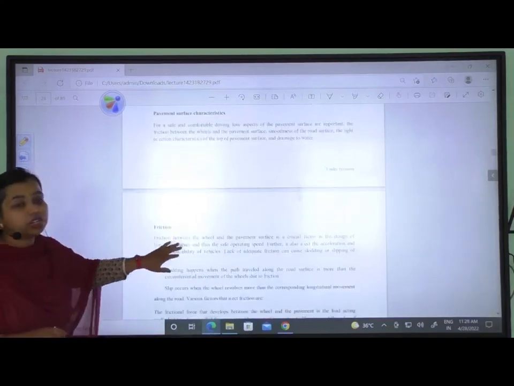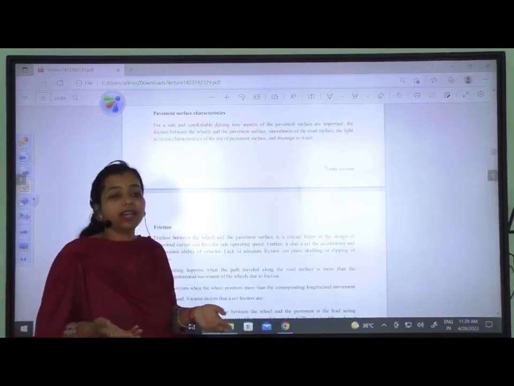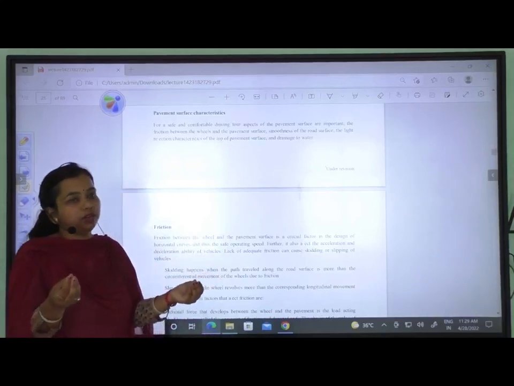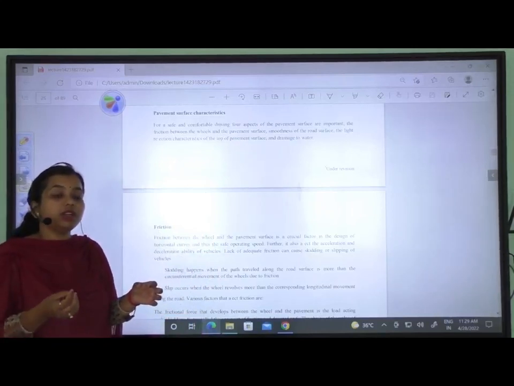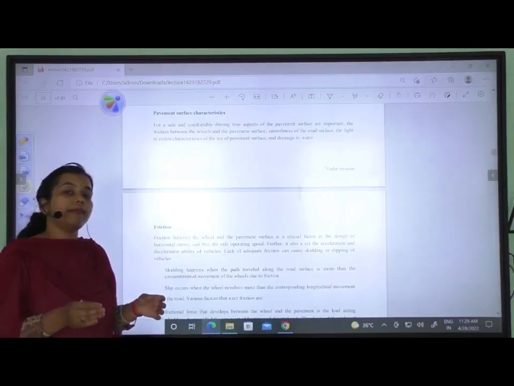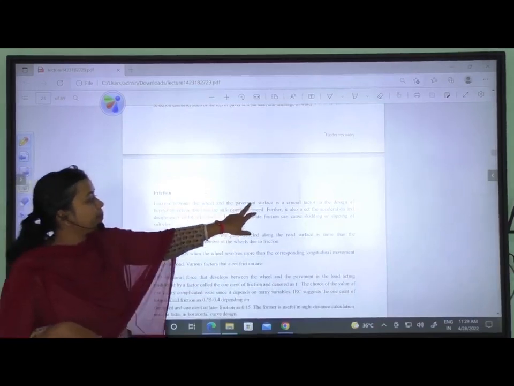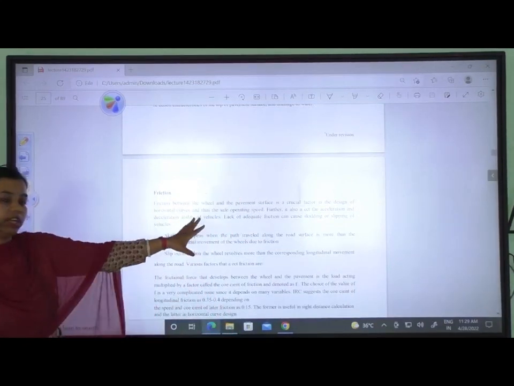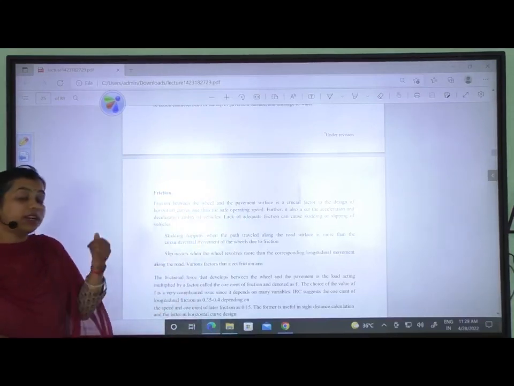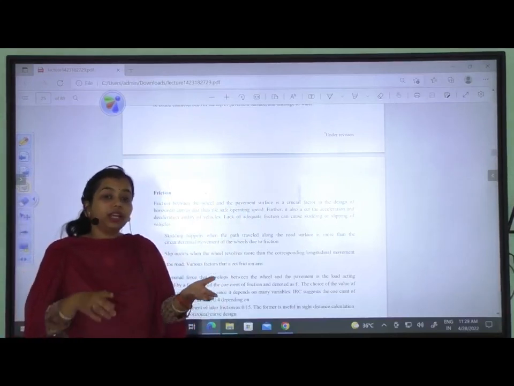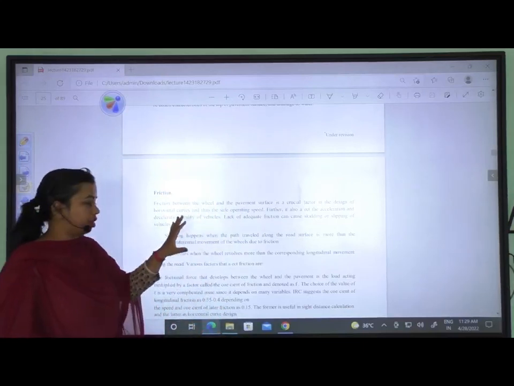So friction. We know that when we are traveling on a road, basically when we are walking on a surface, friction plays a vital role. What type of friction? That is the friction between the wheel and the pavement surface. It is a crucial factor in the design of a horizontal curve. And thus the operating speed, what speed we are recommending, is directly proportional to the friction.